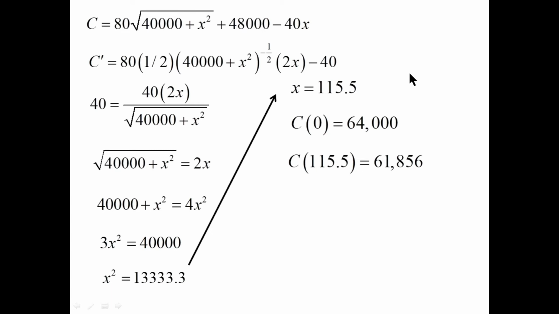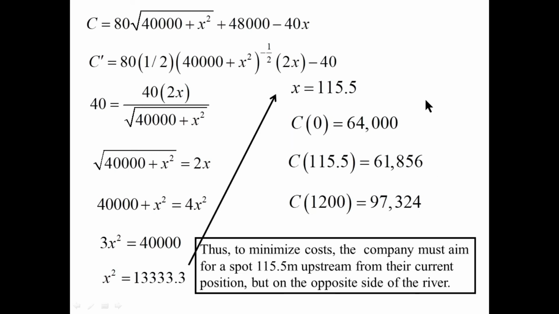And finally, the cost of going straight over to the company so that the x value is actually 1,200. So C of 1,200 turns out to be a whopping $97,324 to go straight underwater all the way. So we'll take the minimum cost. To minimize the cost, the company must aim for a spot 115.5 meters upstream from their current position, but on the opposite side of the river.